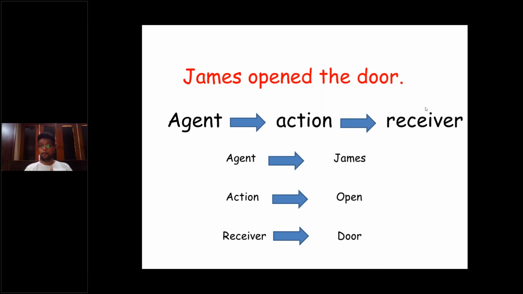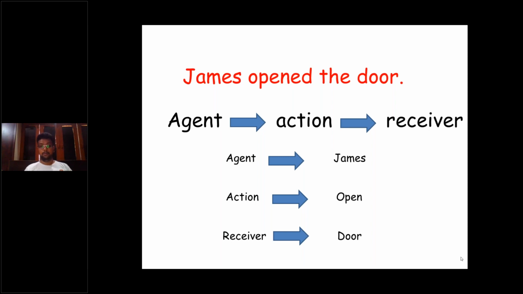The action is open. And who's the receiver? The door is the receiver. And action is being performed upon the door. So I have written here that the agent is James, the action is open, and the receiver is door. So the agent is doing something, open is the activity, that is the action, and something is being done upon the door. Now I'm writing a sentence in your chat windows.